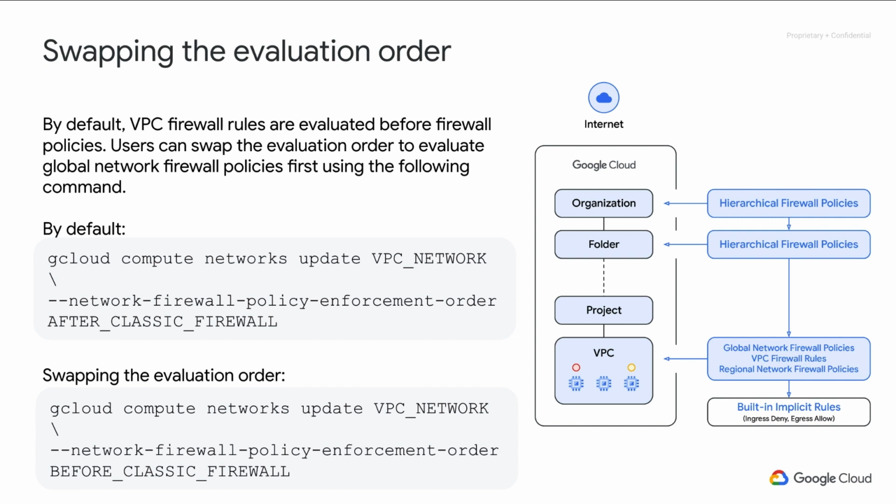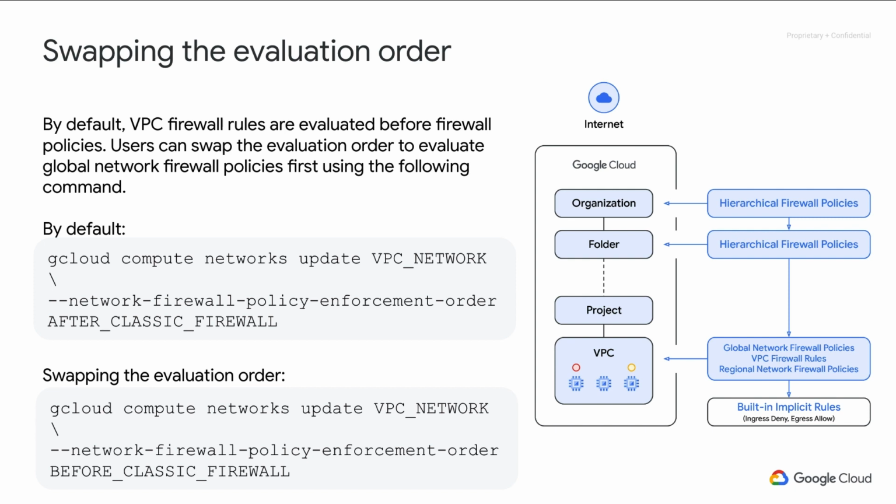The first gcloud command here is the default evaluation order, so it is already effective. Now, if users want to swap the order, so network firewall policies are evaluated before VPC firewall rules, users can execute the second gcloud command here, where we specify that network firewall policies must be evaluated before the VPC firewall rules.